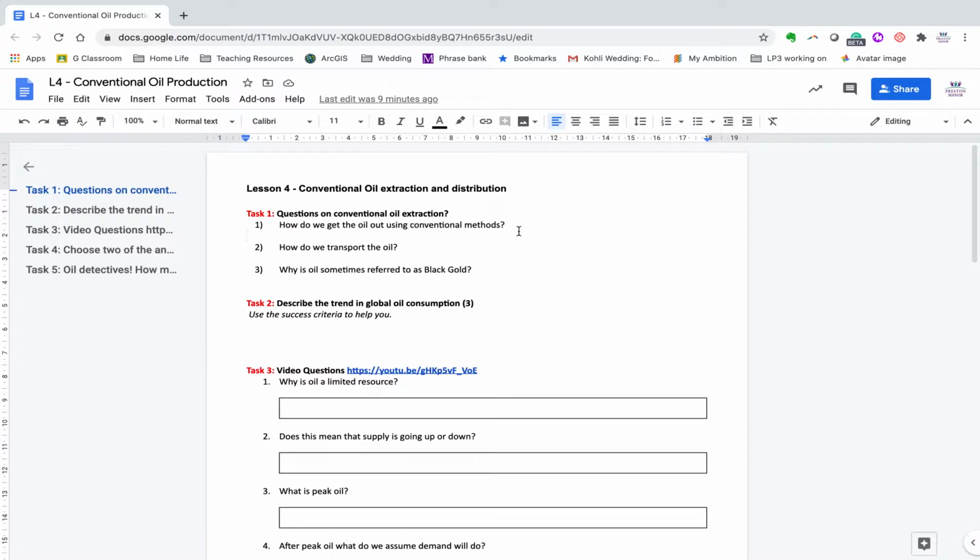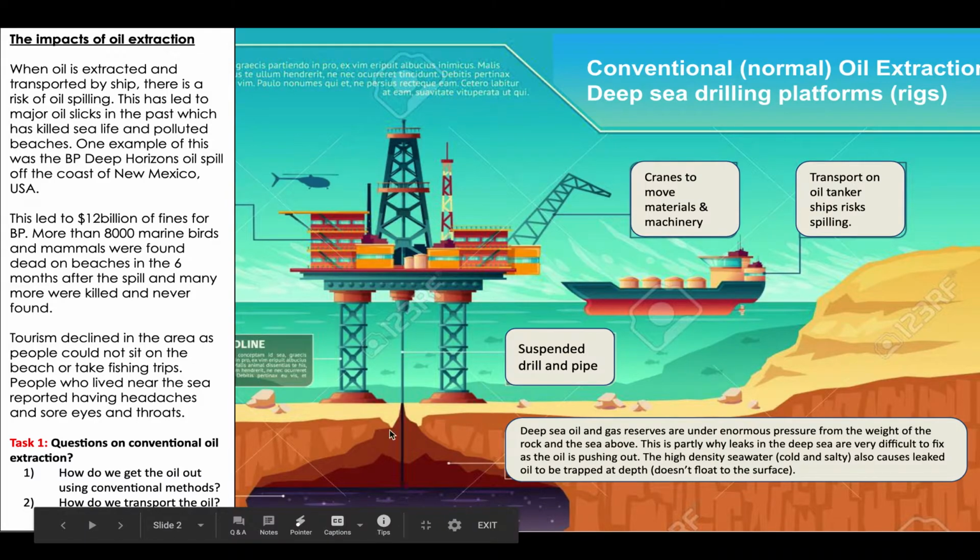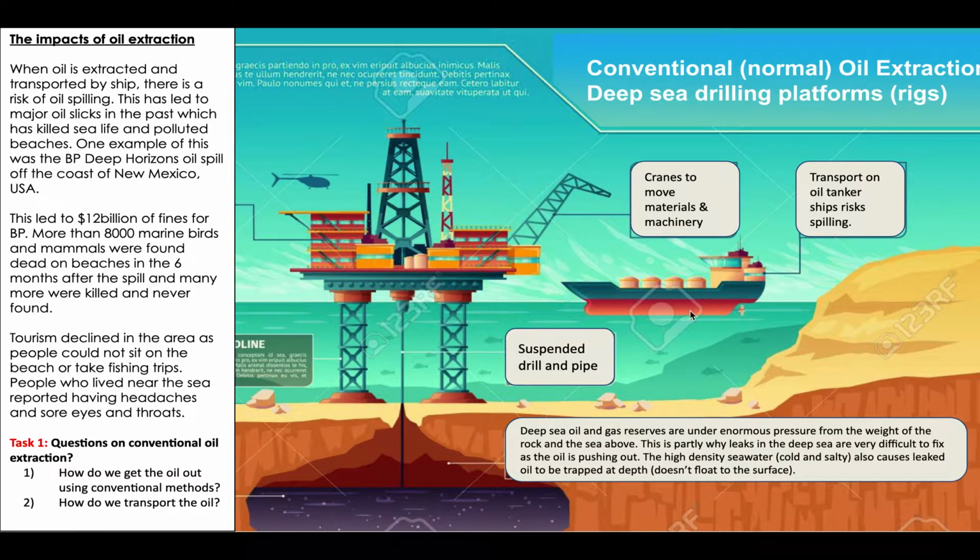So our first question is, how do we get the oil out using conventional methods? What 2 things have I mentioned twice? It should be that we are drilling a pipe and pumping the oil out and then transporting it away.